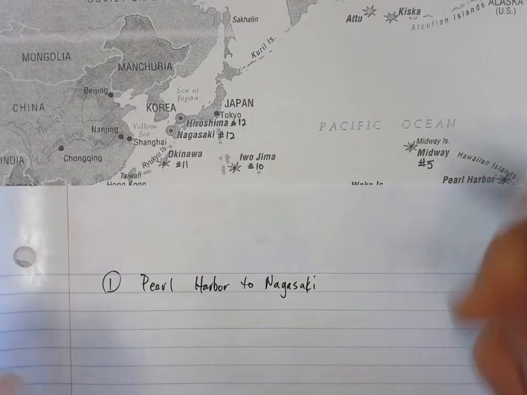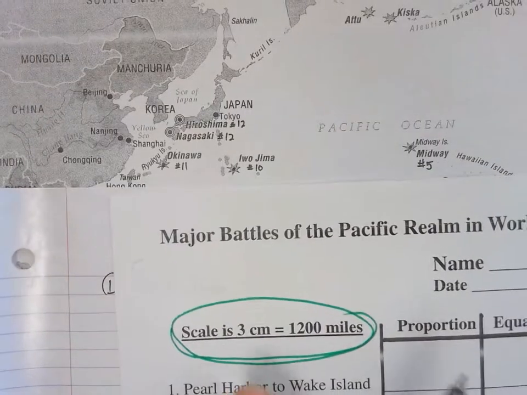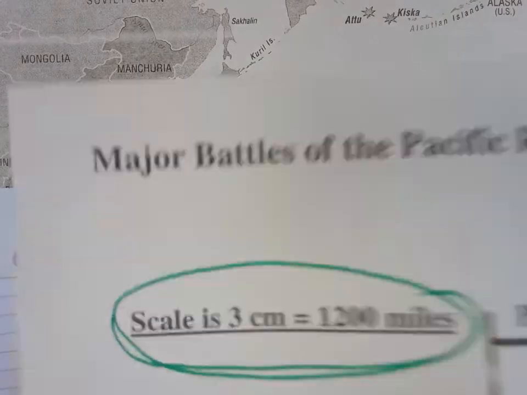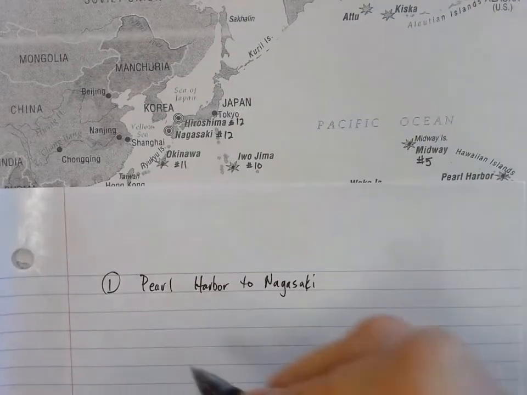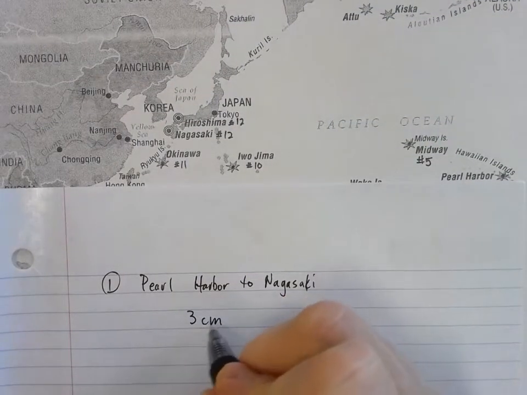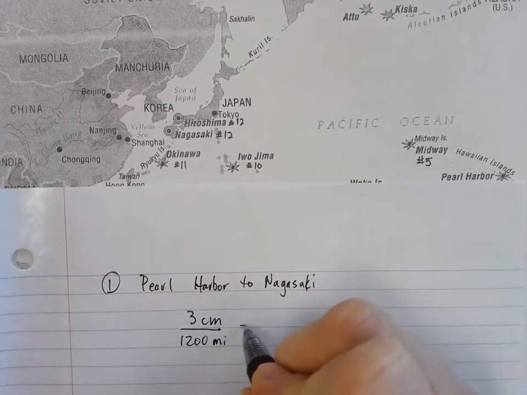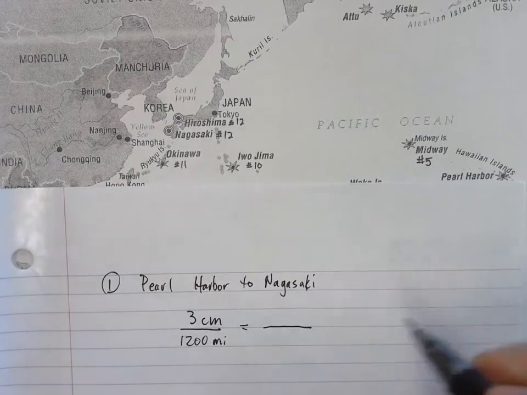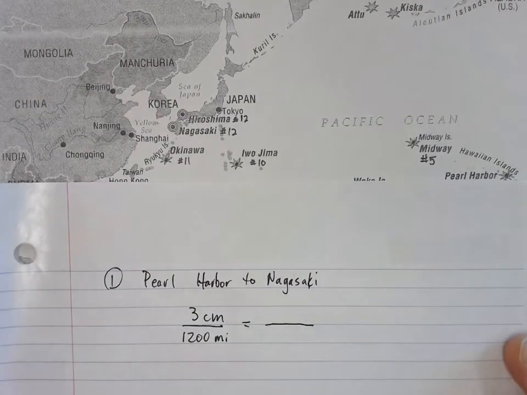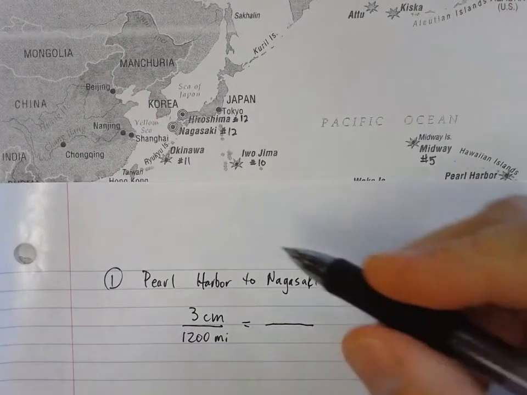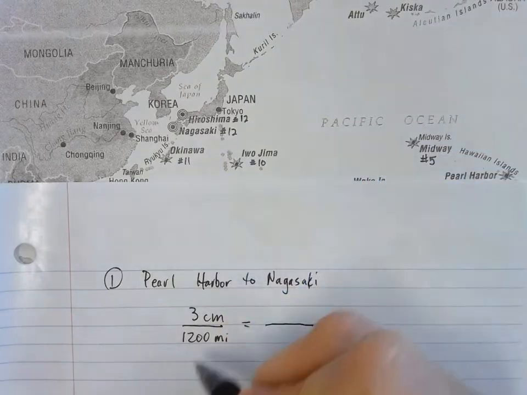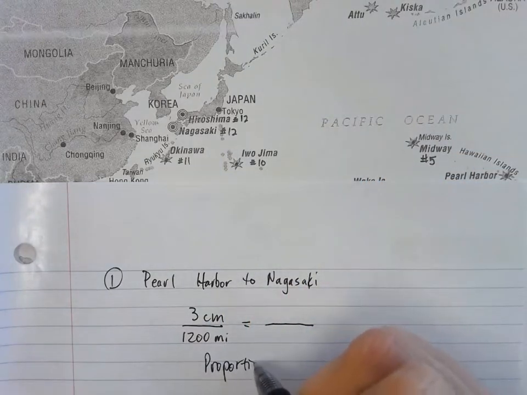So we know that the scale from the other page is 3 centimeters equals 1,200 miles. 3 centimeters will go here over 1,200 miles. We're going to get a centimeter measurement here and set that proportion up. Don't forget you have to set up and solve a proportion. Once we have that set up, we'll take it to the equation next.